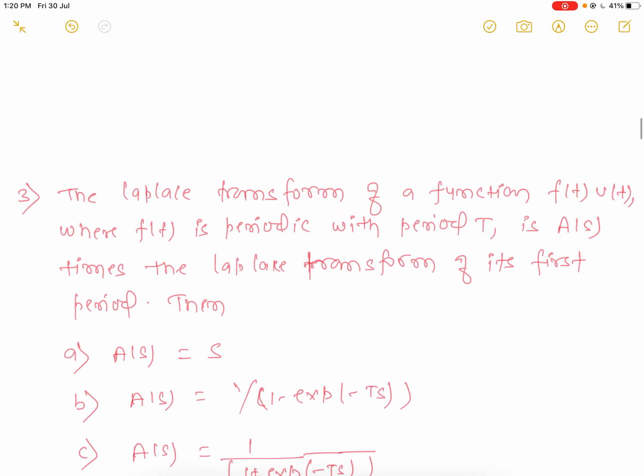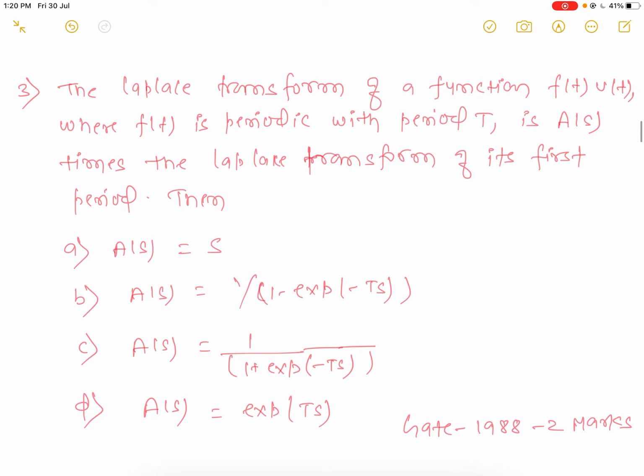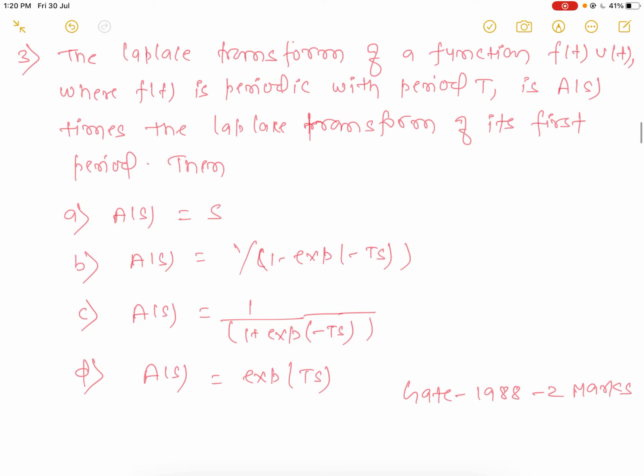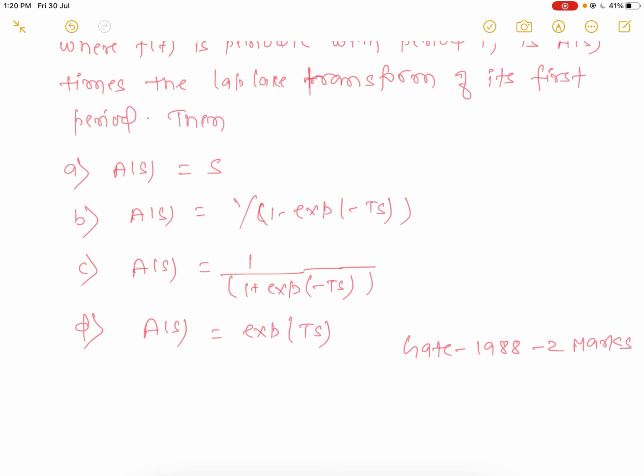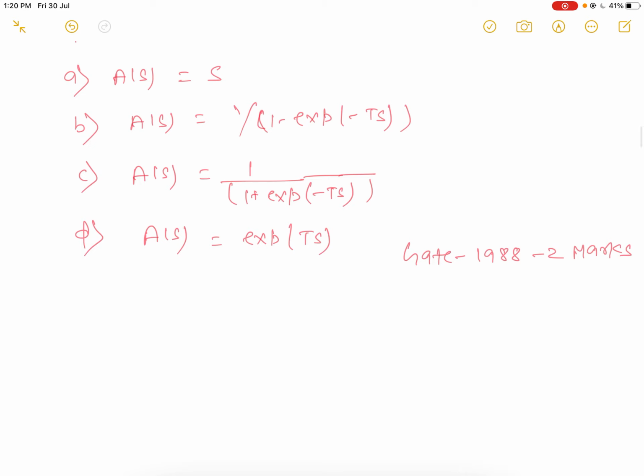Now comes to the next question. The Laplace transform of a function f(t)u(t), where f(t) is periodic with period T, is A(s) times the Laplace transform of its first period. Then we have to find out the A(s). This one is from 1988.